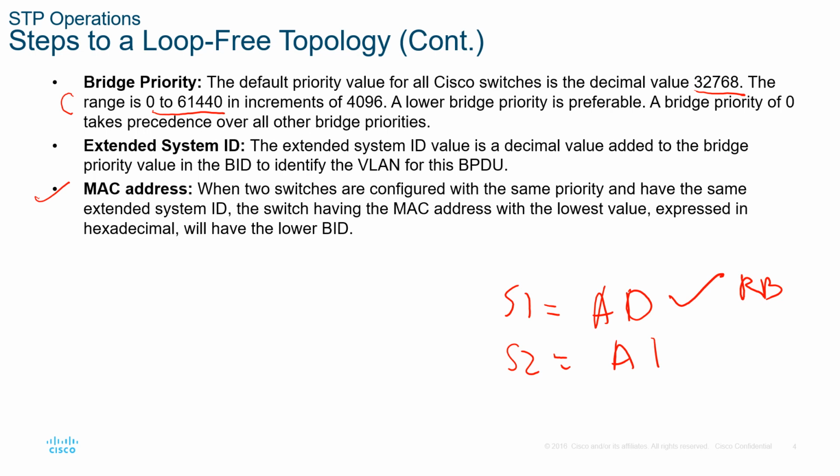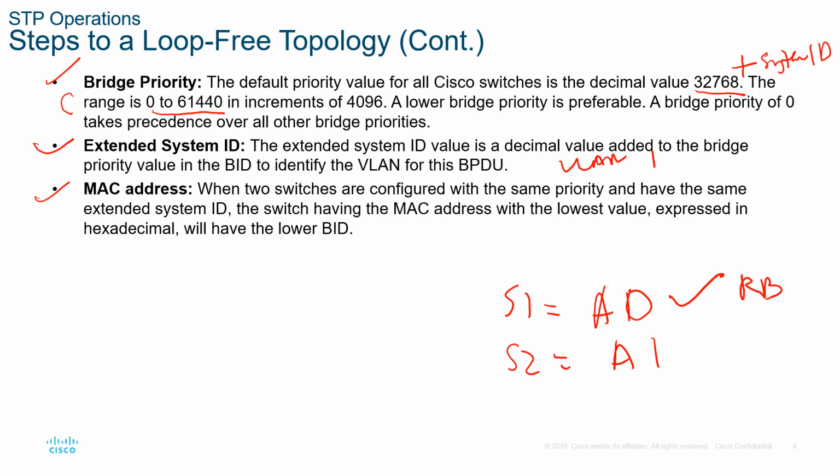So now we have another criteria here, which is the standard system ID. By default, when you are not configuring anything, the default VLAN for all of the switches is VLAN 1. So here you can see that the priority value is actually the bridge priority plus the standard system ID.